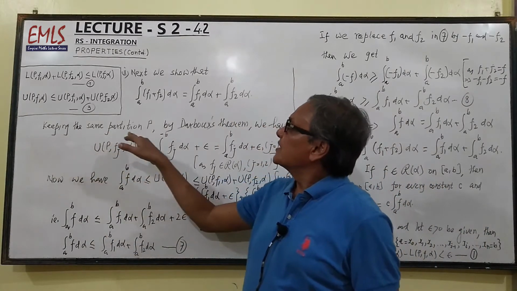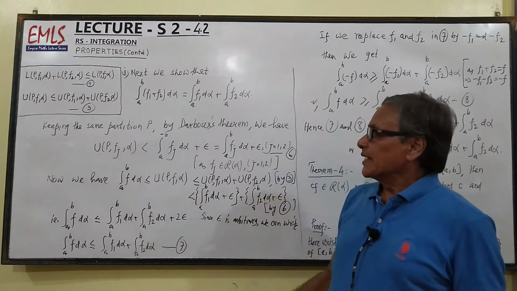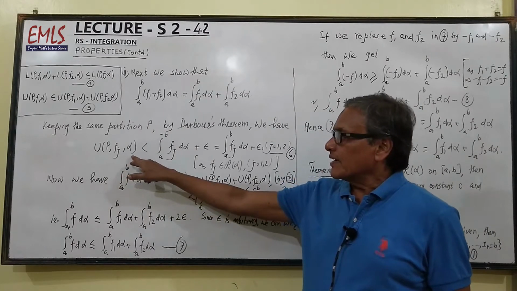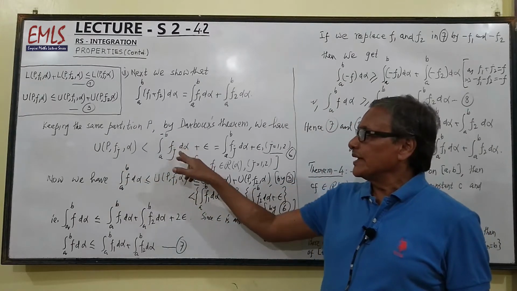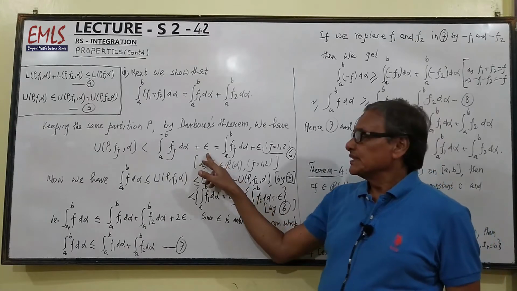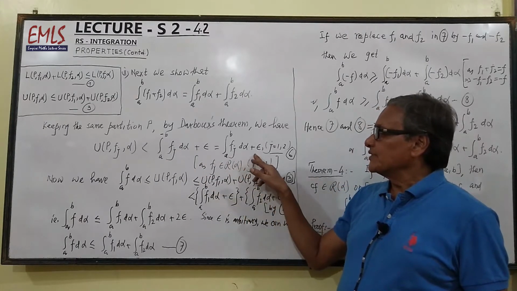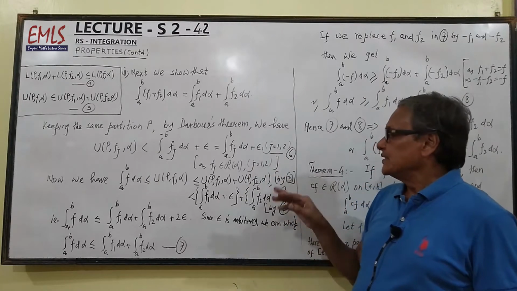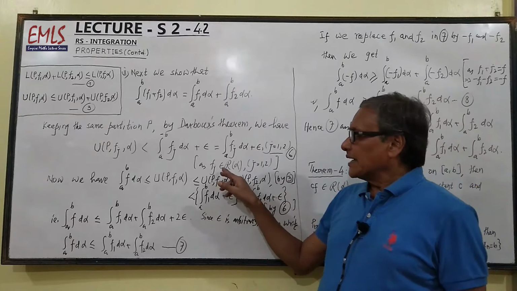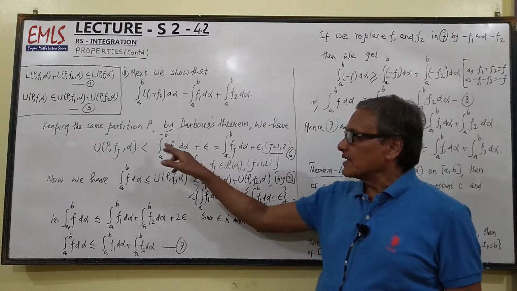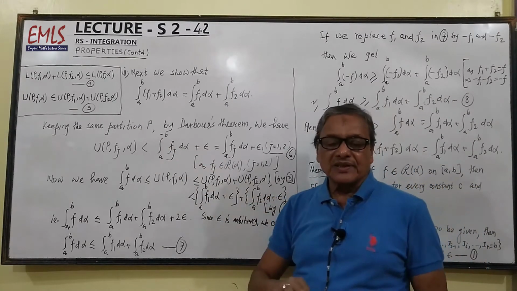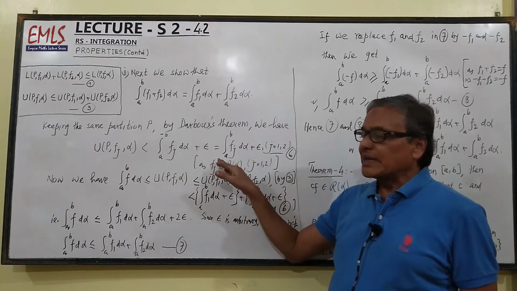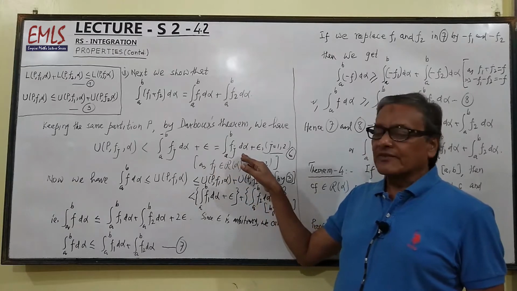Keeping the same partition P, by Darboux theorem, we have U(P, fj, alpha) less than the upper integral from a to b of fj d alpha plus epsilon, that is equal to the integral from a to b of fj d alpha plus epsilon. Here j is 1 and 2. Suppose this is number 6. As fj belongs to R(alpha), we can write upper integral equal to lower integral, that is equal to the integral from a to b of fj d alpha. That is why we have replaced this by the integral from a to b of fj d alpha plus epsilon.